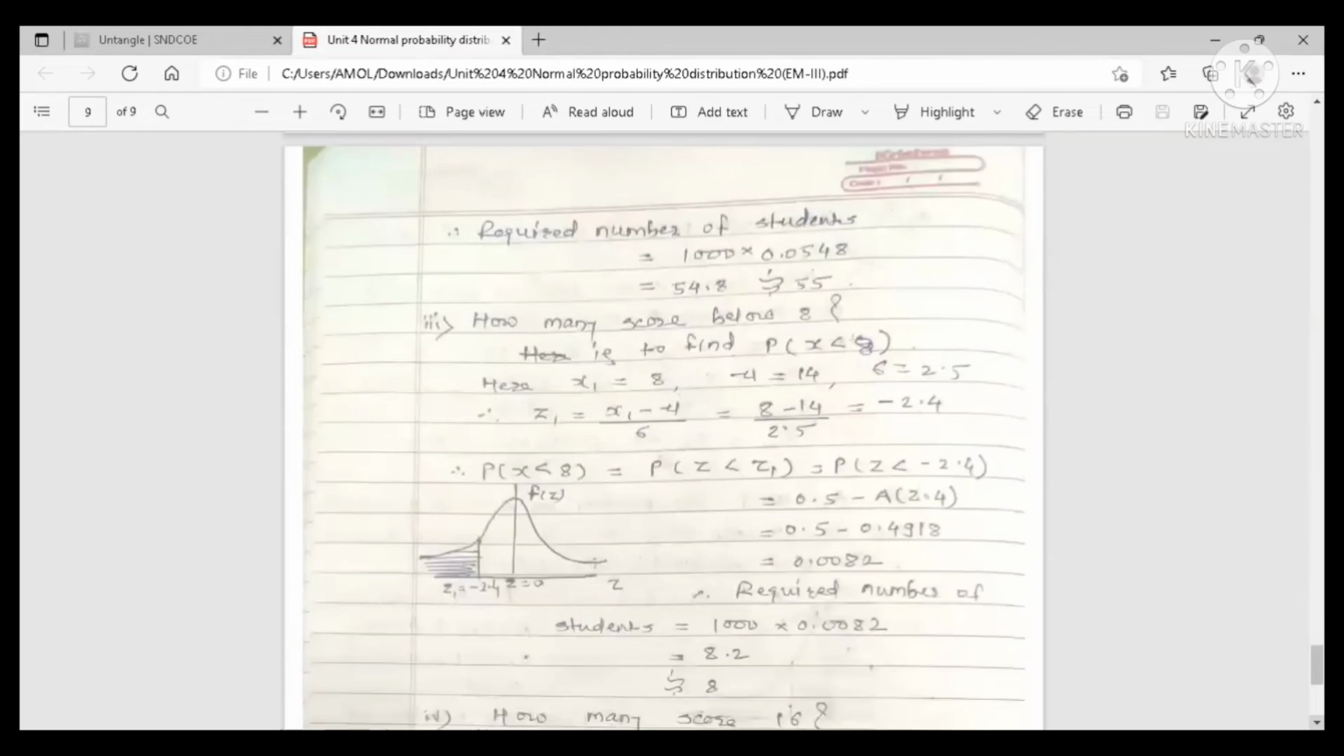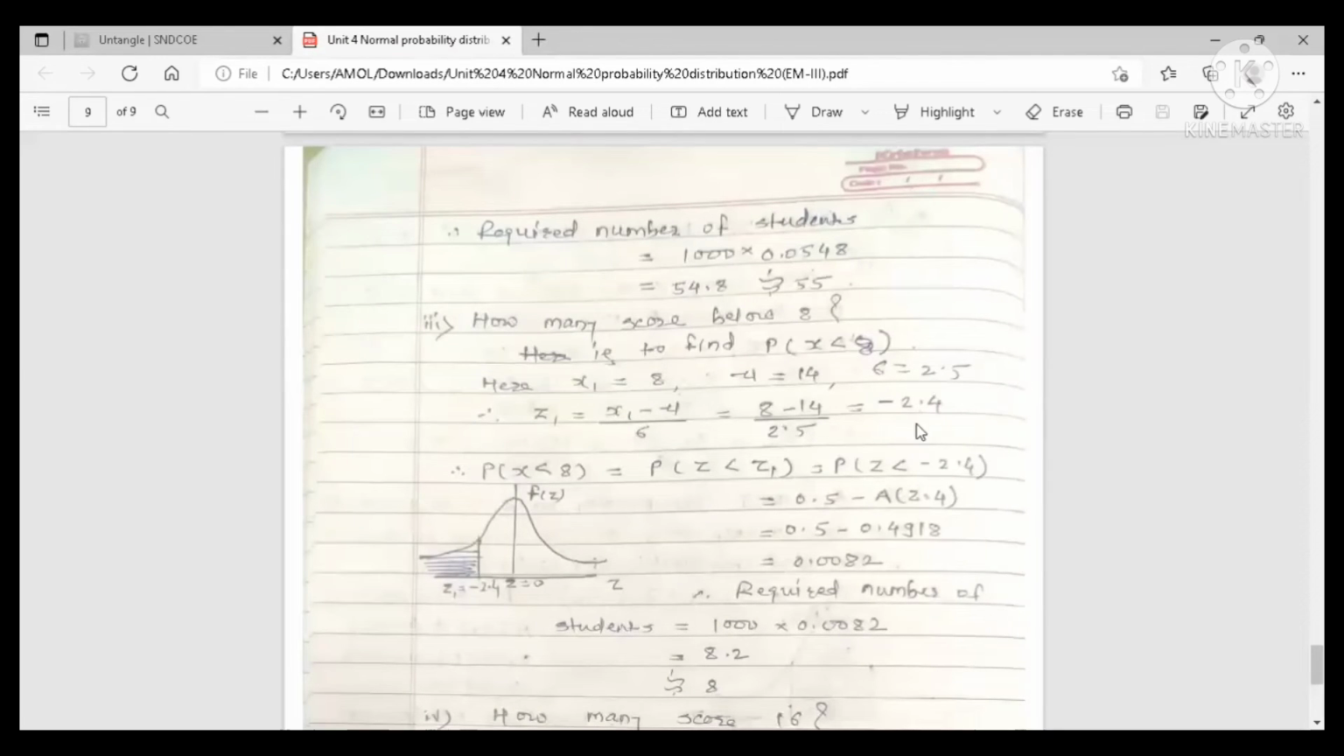Now the third sub question in the same question is, how many score below 8? That means finding the probability when X is less than 8. So here X1 is 8, the mean mu is 14 and sigma is 2.5. You convert that X1 in terms of Z1, so Z1 is equal to X1 minus mu upon sigma. This is the formula. Now X1 is 8, mu is 14 and sigma is 2.5. You simplify it, and then Z1 is equal to minus 2.4.